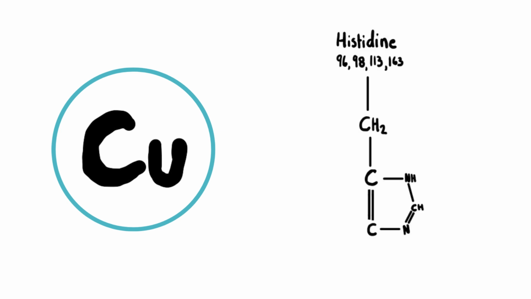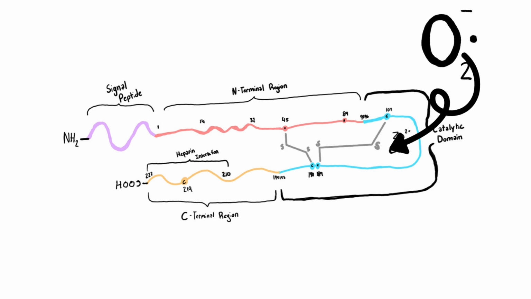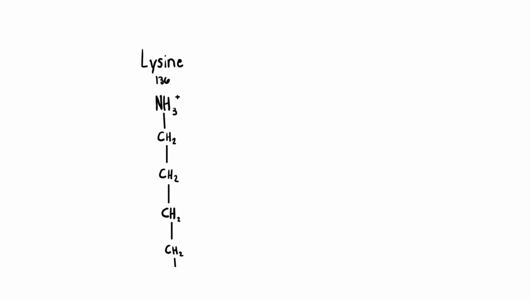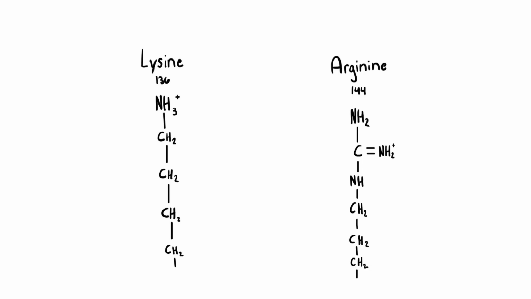Copper, on the other hand, acts as an enzyme stability agent and binds to 4 histidine amino acids. These can be found on residues 96, 98, 113, and 163. An electrostatic loop created by lysine on residue 136 and arginine on 144 allows the superoxide radical to find the active site.